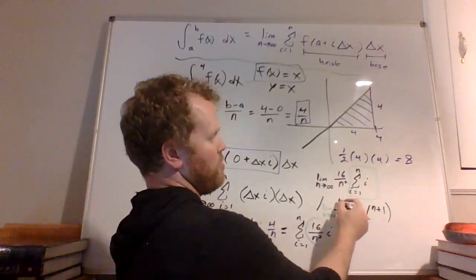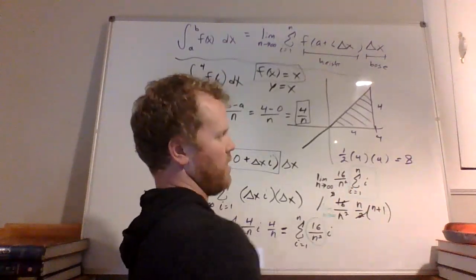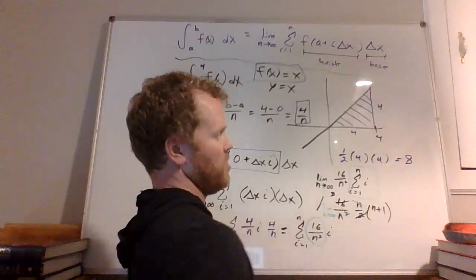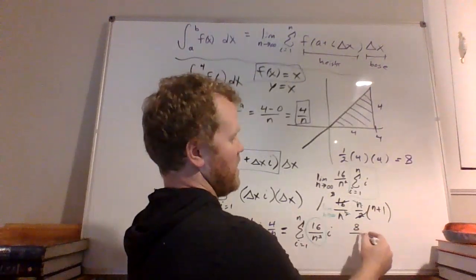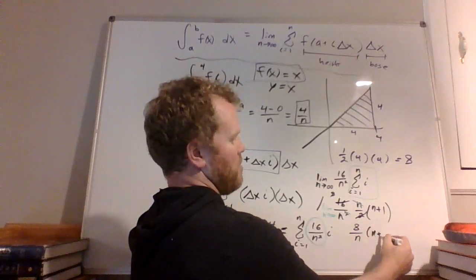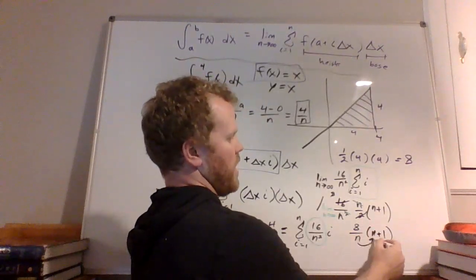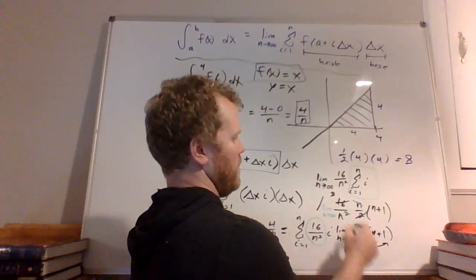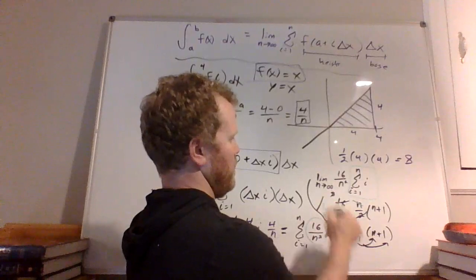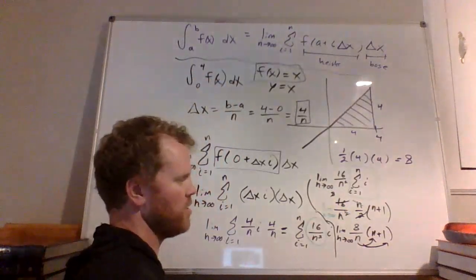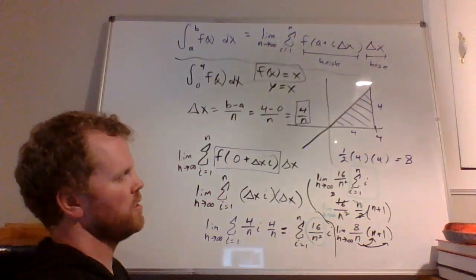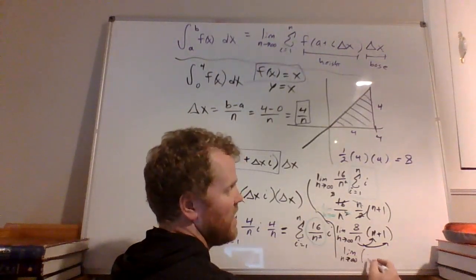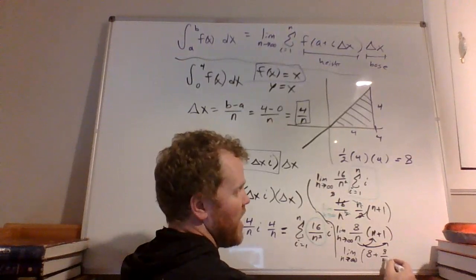So I would recommend, boom, this 16 turns into an 8 if you kill that 2. This n squared and this n should be able to simplify. So we should get 8 divided by n times n plus 1. Toss this in, and you wind up doing the limit as n goes to infinity of 8 over n times n plus 1. If you toss that in, that's the limit as n goes to infinity of 8 plus 8 over n.